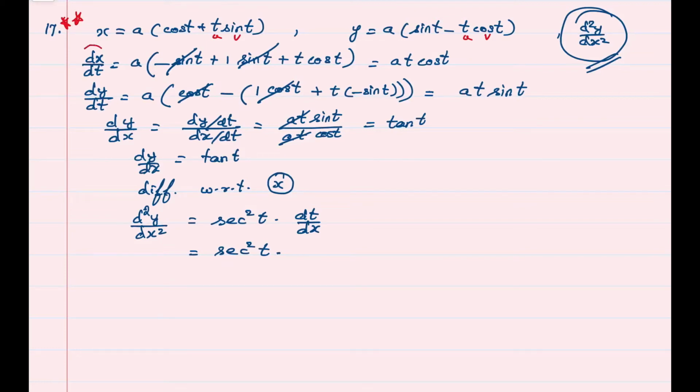We have the answer for dx by dt, which is at cos t. So dt over dx will be the reciprocal of that, 1 upon at cos t. 1 by cos t is secant t, therefore we get secant cube t upon at. And this is an important question. This is the only question in the textbook finding the second derivative of parametric equations. So you need to practice extra questions finding the second derivative of parametric equations.